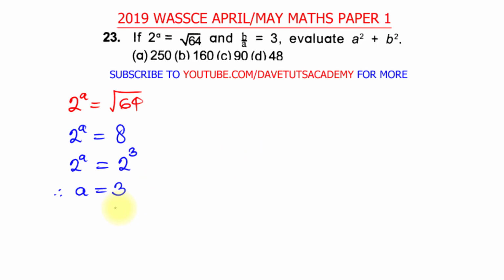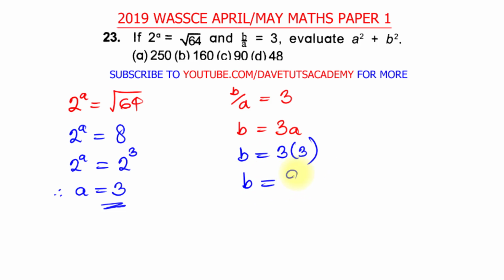Okay, so that's the first thing we need to note. But look at the second expression. We are told that b over a is equal to 3. If that's the case, then b will be 3a if you cross multiply. Now since we already know a to be 3, we can say b is equal to 3 multiplied by 3, meaning that b is equal to 9.